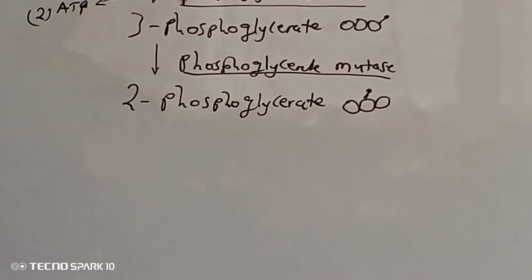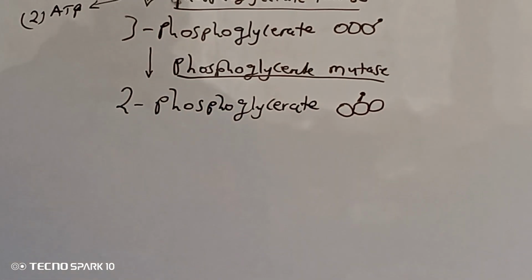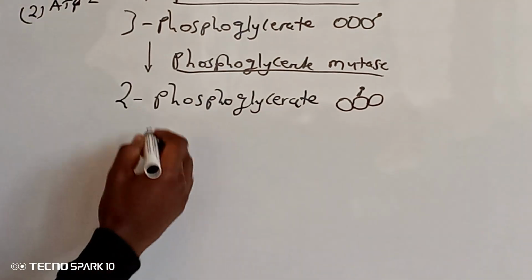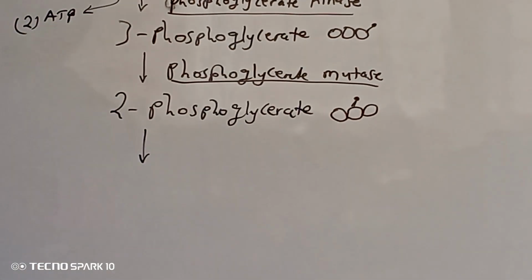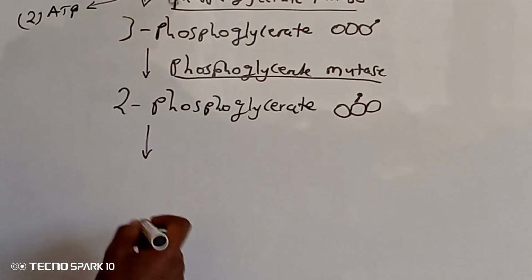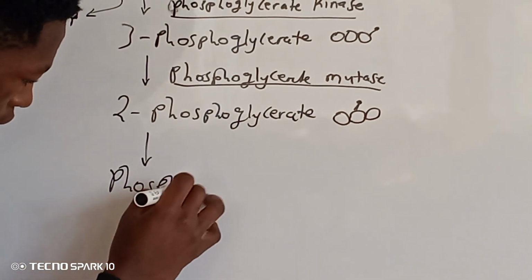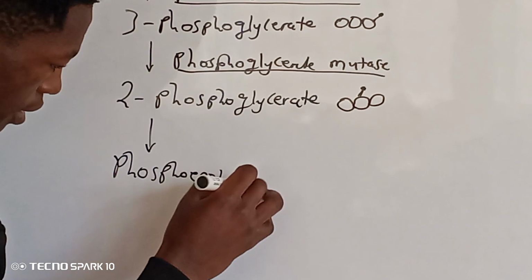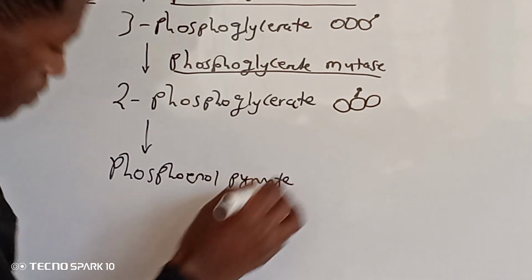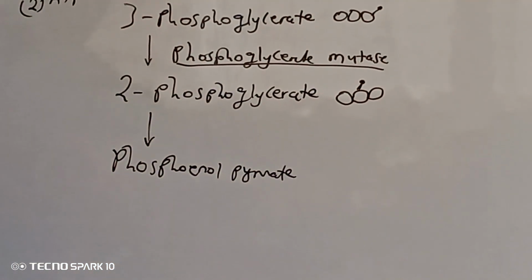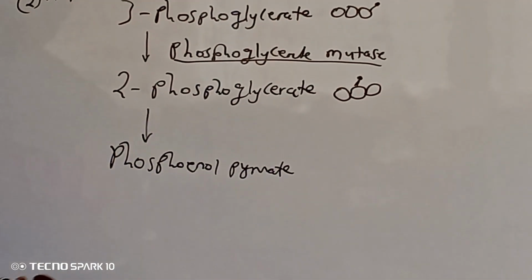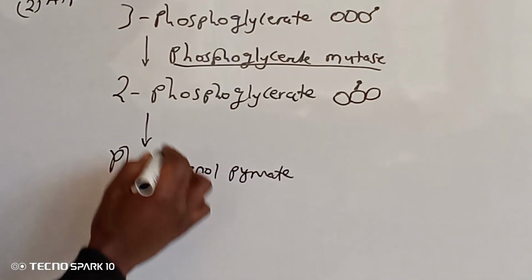Now, alright, let's move down. 2-phosphoglycerate is going to be acted upon by another enzyme to give us PEP, or phosphoenolpyruvate. What's the name of that enzyme? That enzyme is going to be called enolase.